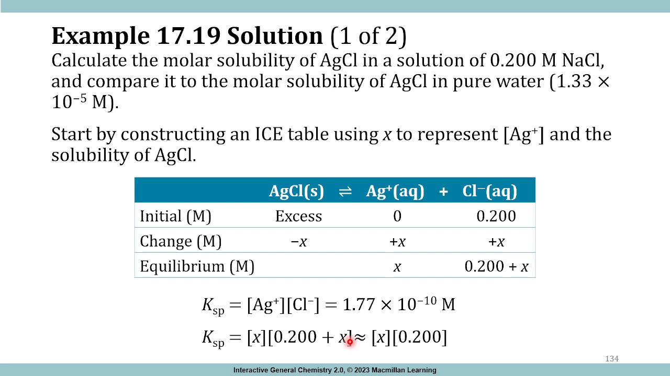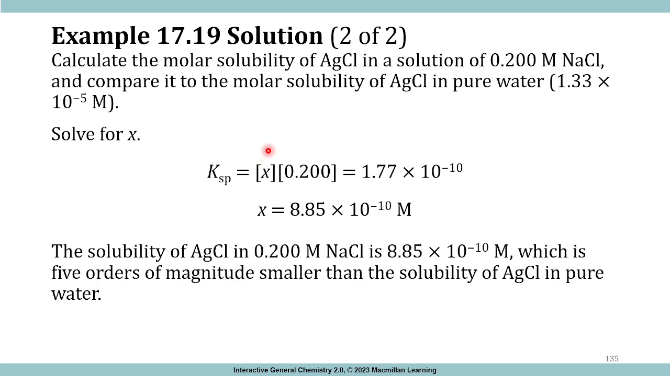Probably not, right? So we can actually use that same 5% rule we've been using, where we say x is less than 5% of this value. So we're just going to ignore it and assume that that's not important, okay? And that'll let us avoid our quadratic formula. Okay, and so this is going to give us x times 0.2. That Ksp is equal to 0.2x, so we just divide 0.2 over, and that gives us our value for x, which is 8.85 times 10 to the negative 10.